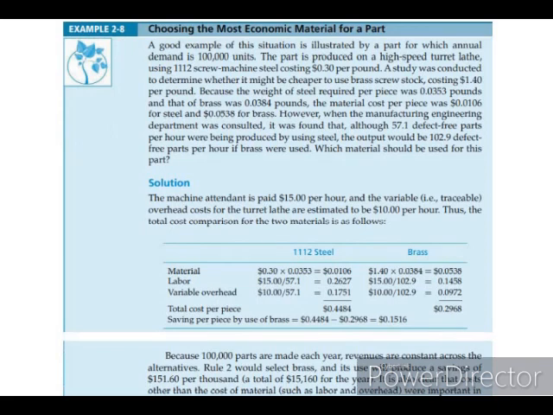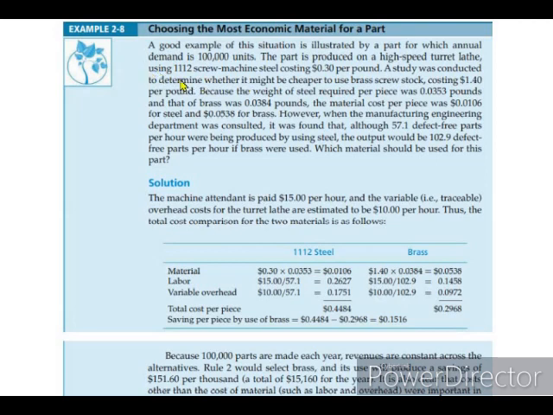So example 2-8, choosing the most economic material for a part. A good example of this situation is illustrated by a part for which annual demand is 100,000 units. So you take note of that. Annual demand is equal to 100,000 units. The part is produced on a high-speed Torre lathe. So what is a Torre lathe? It is a machine used to shape metals, okay, to get the desired sizes or specification.